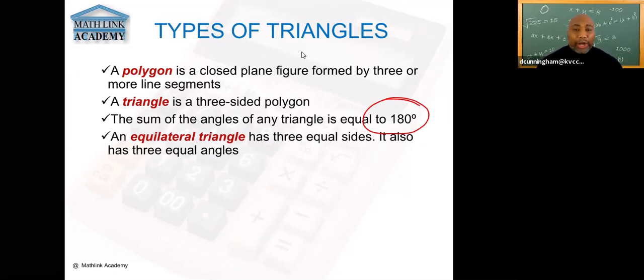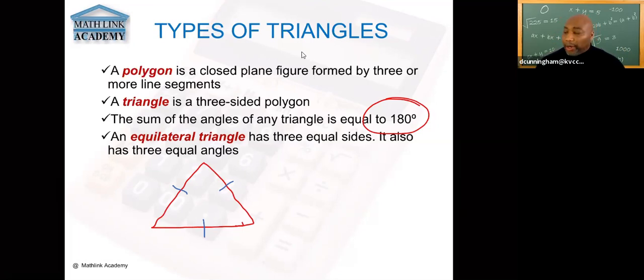An equilateral triangle has three equal sides. It also has three equal angles. So I'm going to draw a picture of an equilateral triangle. Here's one where we want to show that all the sides are equal. This is how I normally show that sides are equal. If this side has one dash, this one has another, and this one has one, all those single dashes mean that all three sides are equal.